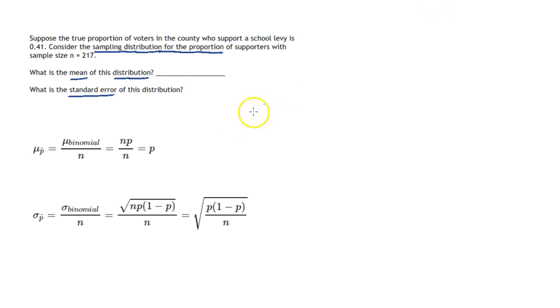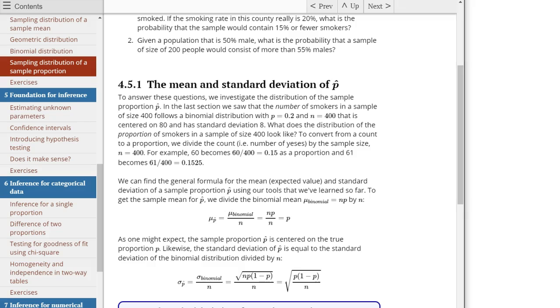Let's go back to that really quickly. The sampling distribution for the proportion. So that means the sample proportion, the distribution of the sample proportion. And we're going to find the mean and standard error, or in other words, standard deviation. So remember, standard error is the standard deviation of a sampling distribution. You may remember that possibly from Math 243. So this is what we're looking for.